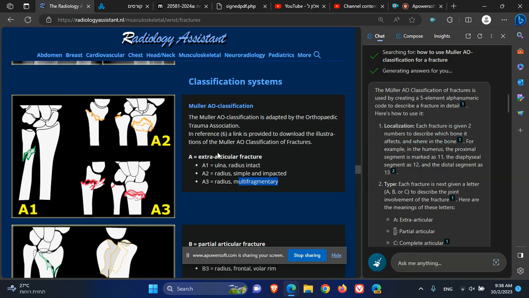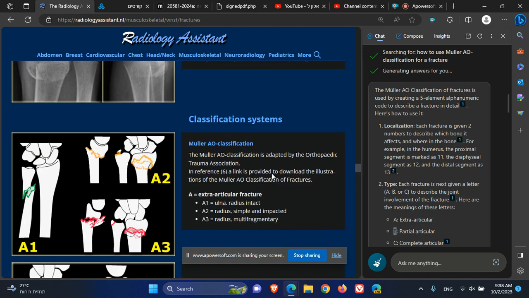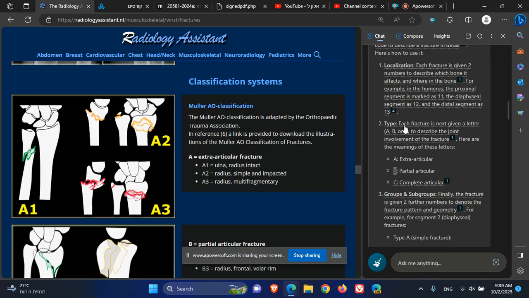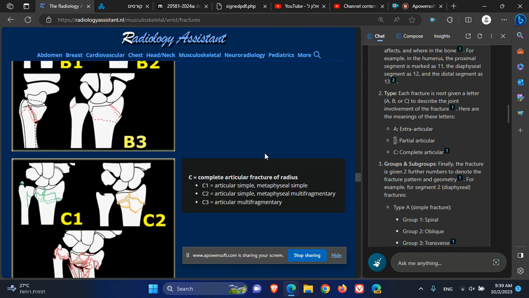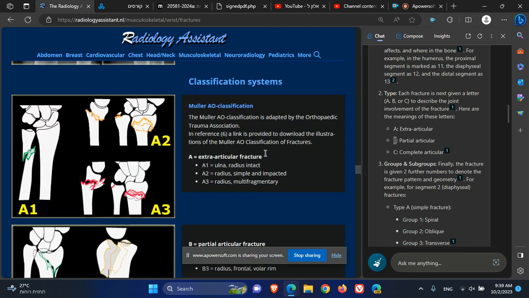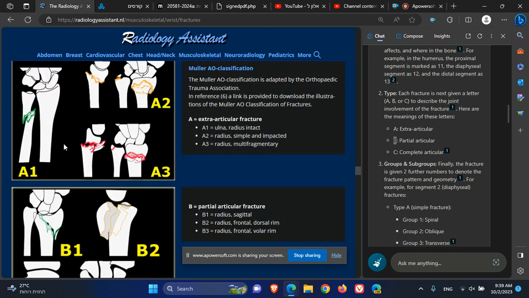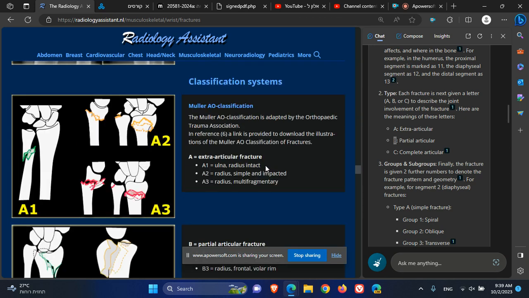Here, it just talks about ulna and radius, distal radius, ulna and radius. So we have the localization that the radiology assistant will not talk about. So we have types, we had groups. So let's go over them. So A, again we are in the distal radius and distal ulna.